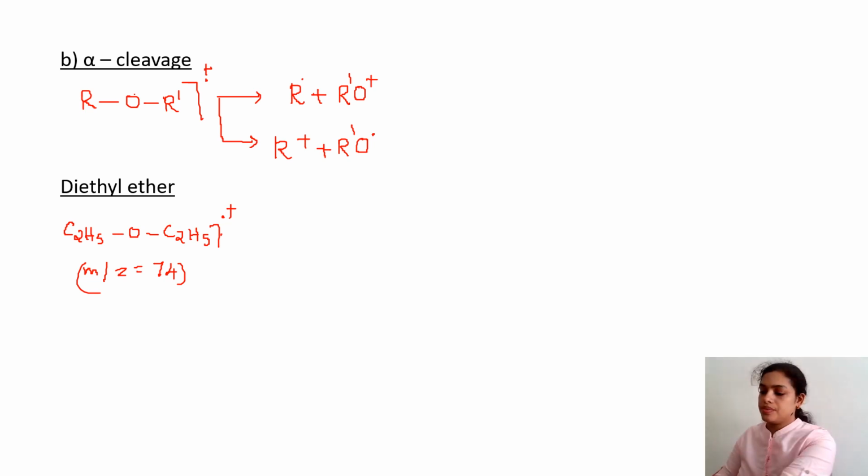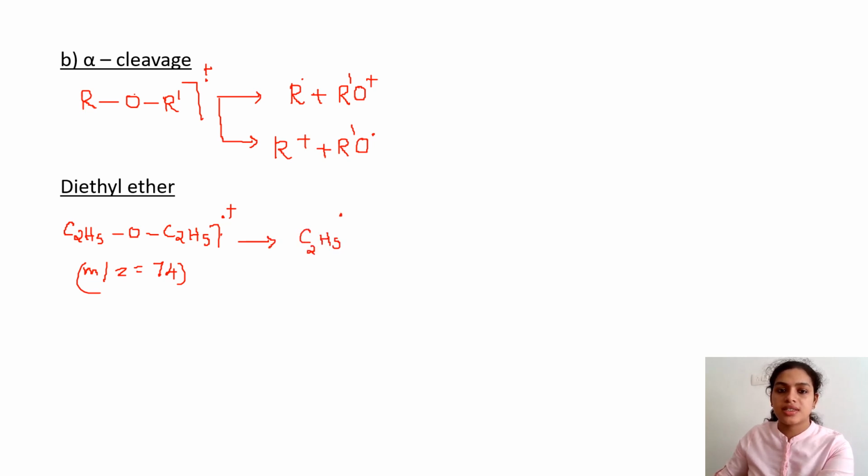Okay, M/Z is 74, and the radical is C2H5 dot. In the first example, C2H5 dot and C2H5O plus will be formed. In the second example, the possibility is C2H5 plus and again C2H5O dot. In the case of this one, C2H5O plus, M/Z is equal to 45.